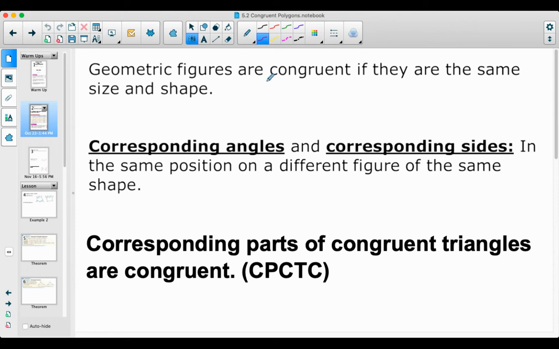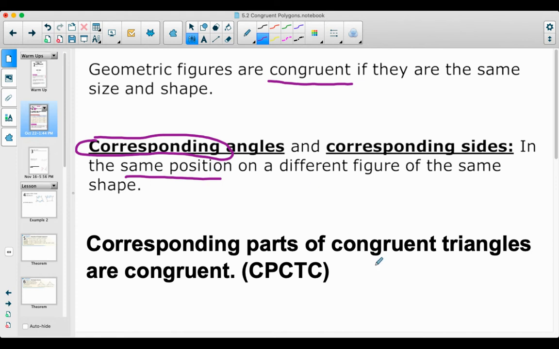So today we are going to talk about congruent polygons. And remember that if images are congruent, then that means they have the same shape and size. So they're identical to each other. And within those, we have what we call corresponding angles and corresponding sides. That word corresponding means same position. So exact same position, just on a different figure.